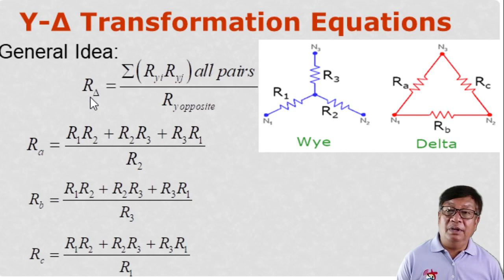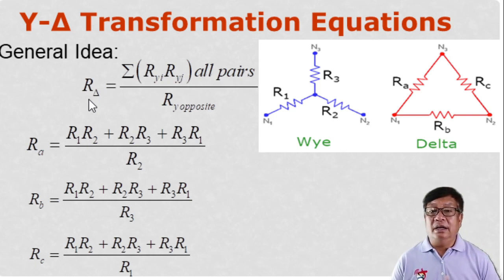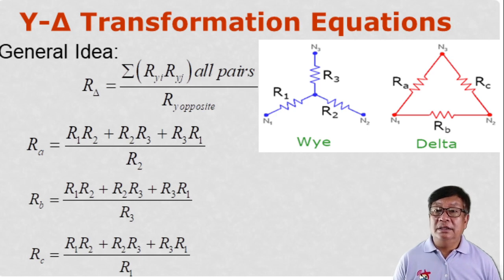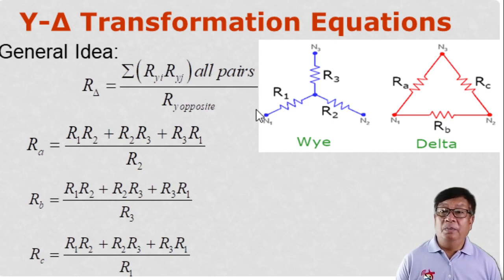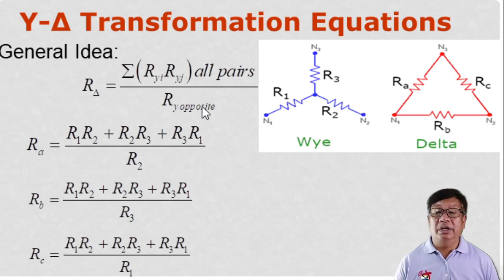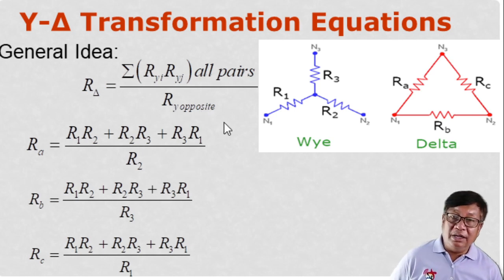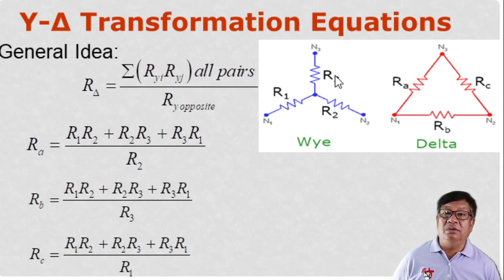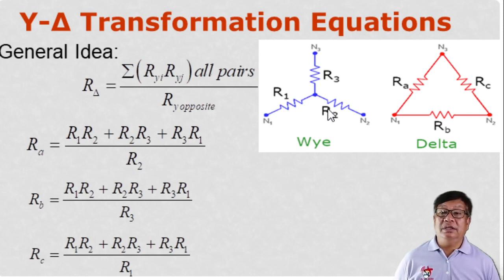According to the formula to determine the resistance of the delta connected or the Y connected load, it is the summation of the products of R sub I times R sub J, all pairs. So it is pair by pair. Divide by the opposite resistance. It is that easy. We have these three resistors connected in Y, R1, R2, and R3. So we pair them: the product of R1 times R2 plus R2 times R sub 3 plus R sub 3 times R sub 1. That is the numerator.